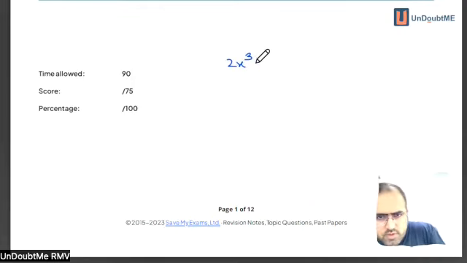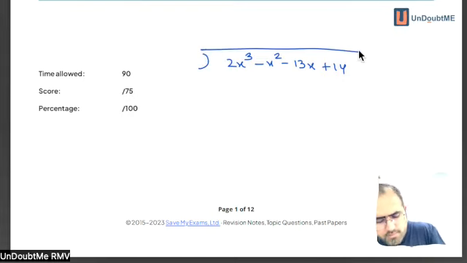I have 2x cubed minus x squared minus 13x plus 14, and this I need to divide by x minus 2. So we'll start with the first term. First term is 2x cubed. I want to create 2x cubed. So what should I multiply with x to get 2x cubed?